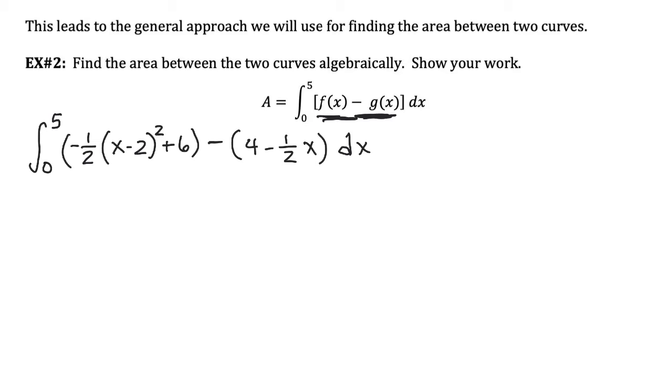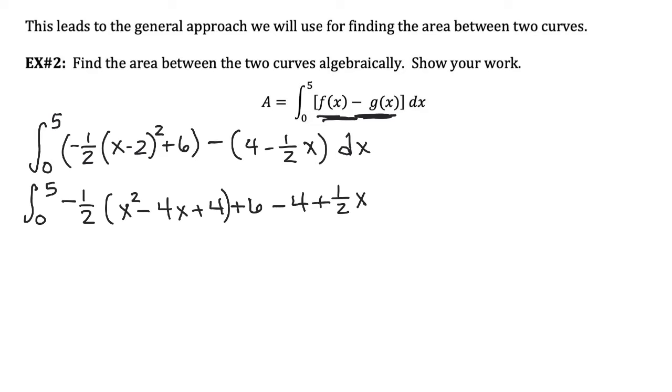Don't change it. Don't mess up your parentheses, because most of your points will come from setting this up properly, making sure you have all the parentheses in the right place and your dx at the end. Now let's start writing this out, and this is where you're going to have a lot of algebra. You're going to have negative 1/2 times x squared minus 4x plus 4, plus 6, and then minus 4 plus 1/2 x dx. Notice a lot of terms here, so be careful with it.